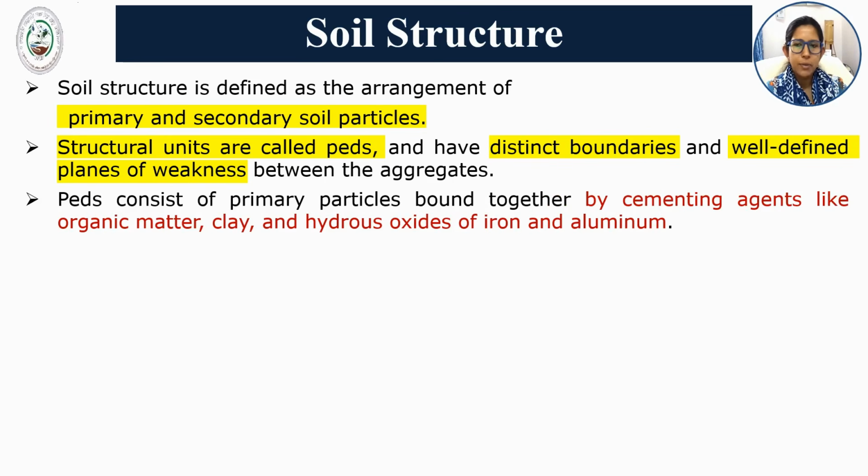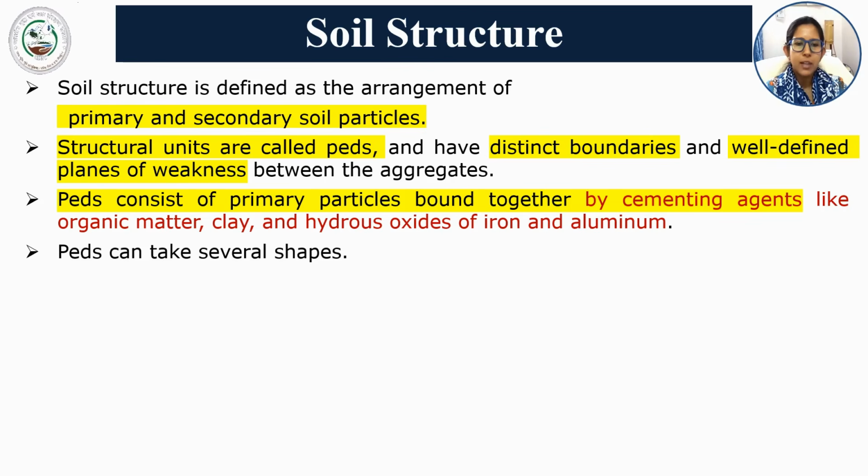These particles, that is the primary and secondary particles, are bound together by different cementing agents to form the aggregates or the peds. And these cementing agents may be organic matter or clay, and oxides of iron, aluminium, calcium carbonate, and microbial activity also plays an important part in binding of the soil aggregates.